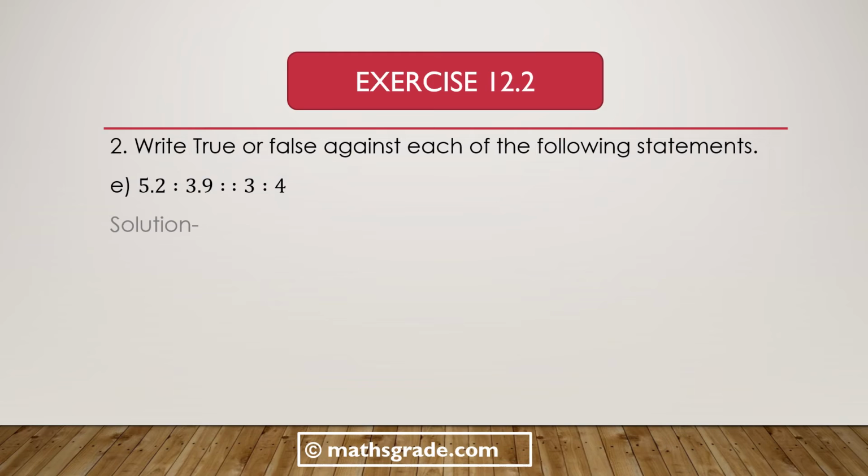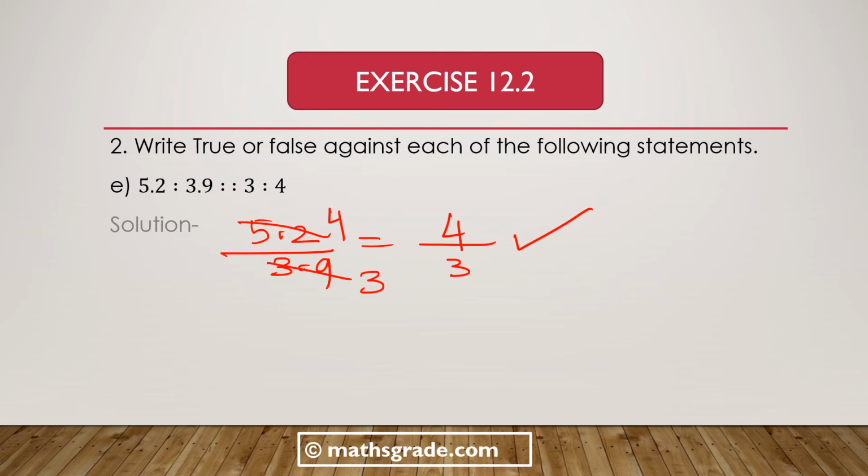Now E bit. 5.2 is to 3.9. Between 5.2 and 3.9, 1.3 is the common factor. Dividing 5.2 with 1.3, we get 4, and dividing 3.9 with 1.3, we get 3. So 4 divided by 3.